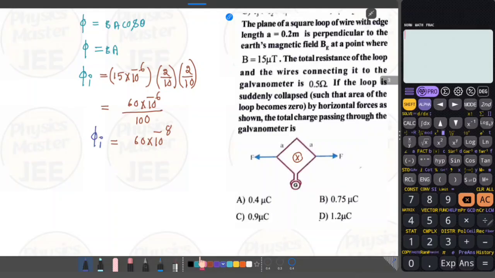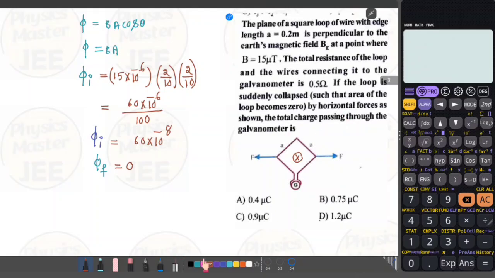Now what is φ_f, the final flux? In the final state the whole loop has collapsed, so there is no area. So what is the final flux? 0. The final flux is equal to 0. Now you need to find out what? You need to find out the charge passing through it.